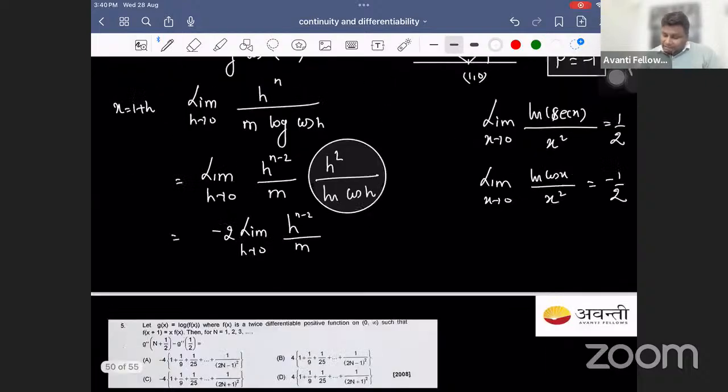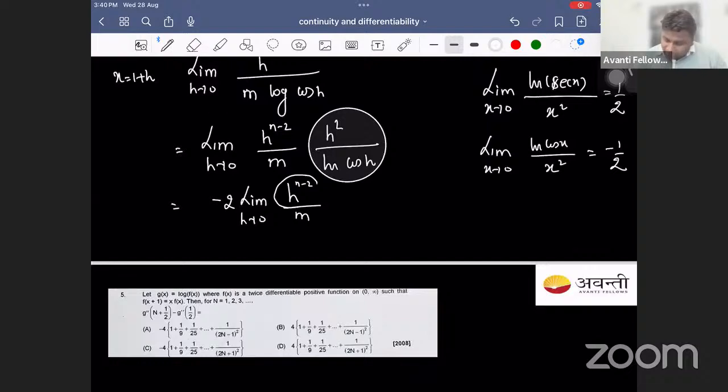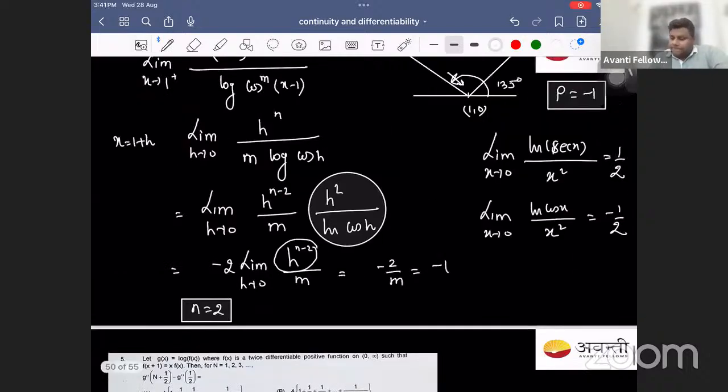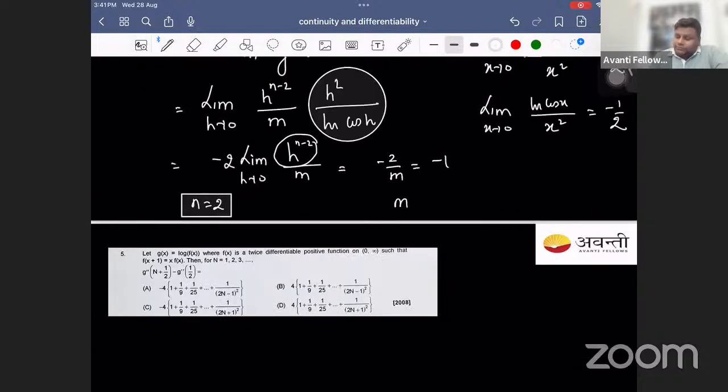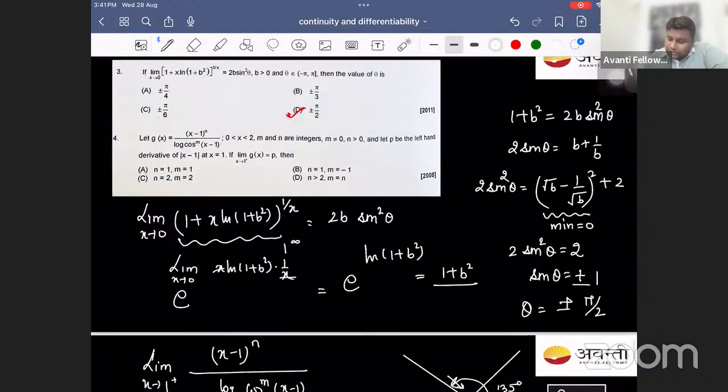Now if this limit exists and is finite, that means this term should not be here. That means n should be 2, because if this term remains, then h will remain and it will make the limit 0. So your answer is minus 2 by m, and I want it to be minus 1. Got it? So the value of m came. So m is 2 as well as n is 2. So this is your answer.